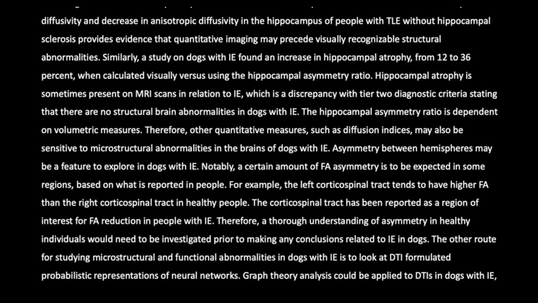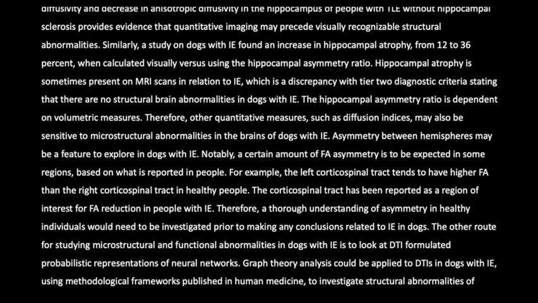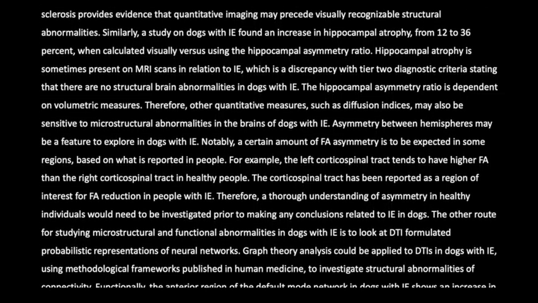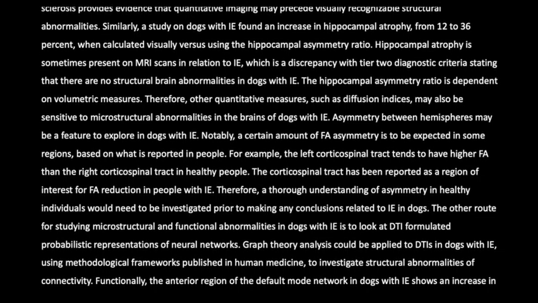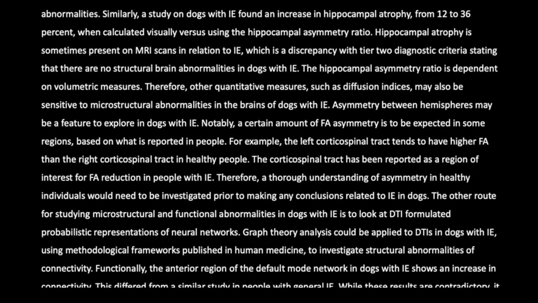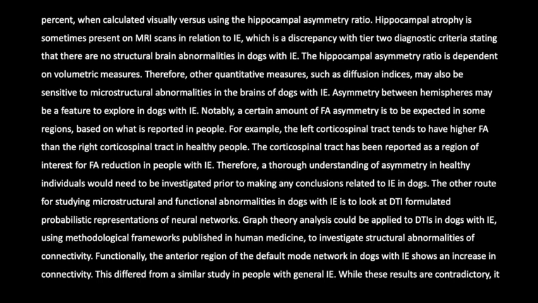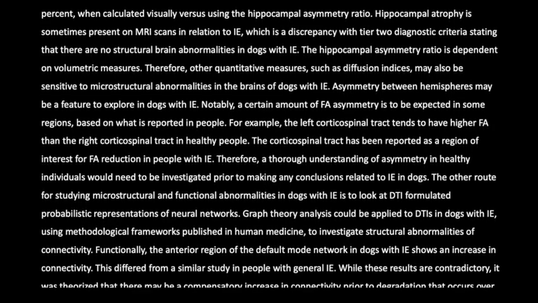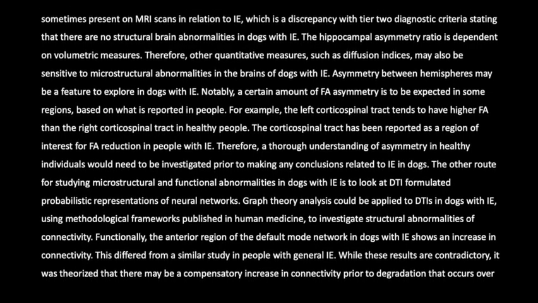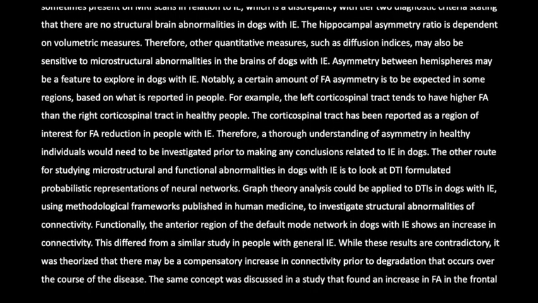The hippocampal asymmetry ratio is dependent on volumetric measures. Therefore, other quantitative measures, such as diffusion indices, may also be sensitive to microstructural abnormalities in the brains of dogs with IE. Asymmetry between hemispheres may be a feature to explore in dogs with IE. Notably, a certain amount of FA asymmetry is to be expected in some regions, based on what is reported in people. For example, the left corticospinal tract tends to have higher FA than the right corticospinal tract in healthy people.